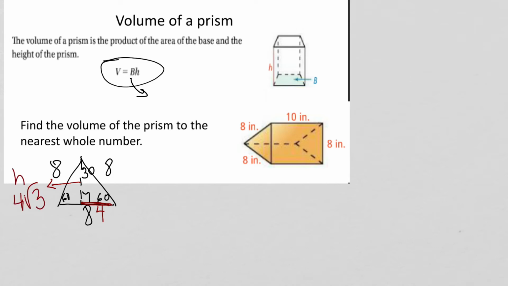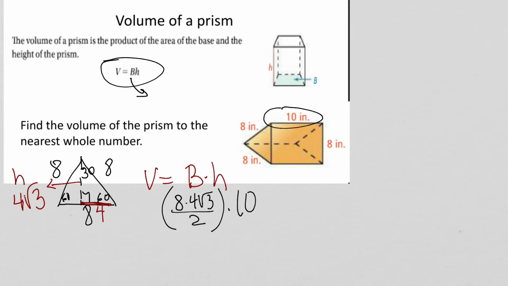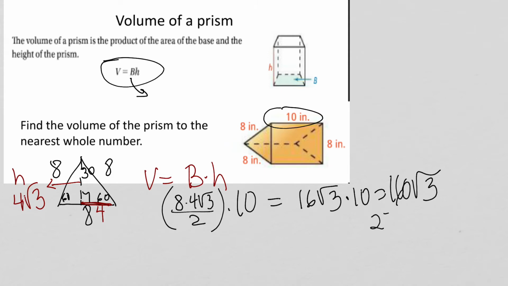So that's my H. So volume, B times H. Area of the base, well, we got the whole base is 8 times the height of that triangle, 4 root 3, divided in half. And what's the height of this whole prism? It is 10. So let's work out this left-hand side here. We could do 8 times 4 is 32 divided in half. So I get it to be 16 root 3, times it by 10. So that's 160 root 3. Plug it into the calculator. They want it to the nearest whole number. So 277 inches cubed is the volume of this triangular prism.